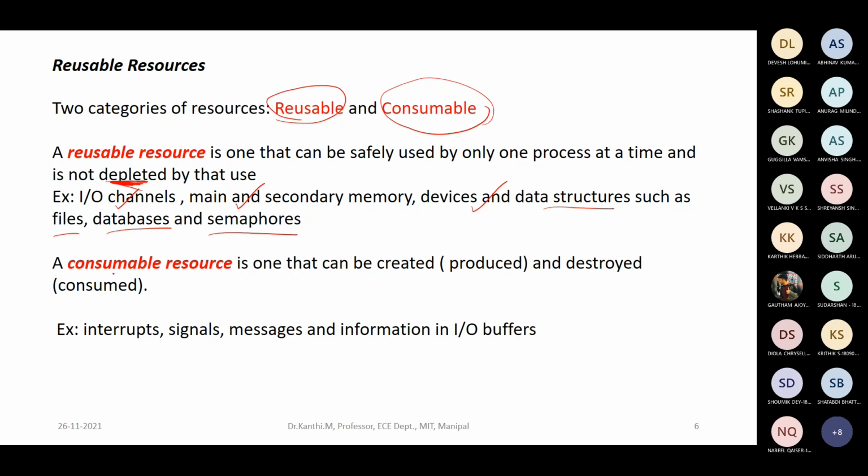Then we have consumable resources. Consumable resources means you cannot retain it. It's one that can be created and destroyed. Okay, it is consumed. Examples are interrupts, signals, messages, and information in I/O buffers. Okay, so these are called consumable resources.